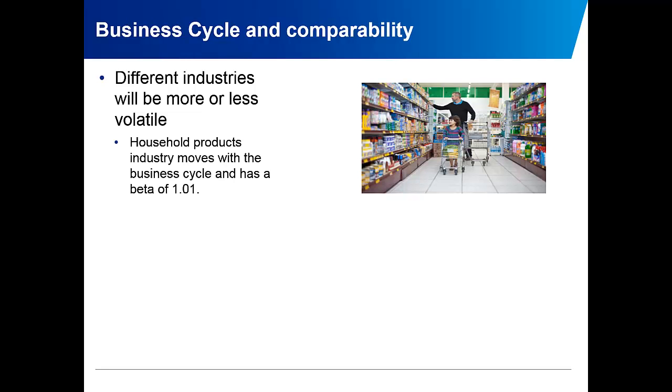So, for example, household products as an industry tend to move with the business cycle. In fact, they have a beta of 1.01. So it would mean essentially if the economy rises 3%, you would generally expect the household products industry to rise 3%, and vice versa if it were falling. But not every industry moves exactly with the economy. Some of them have more volatility.